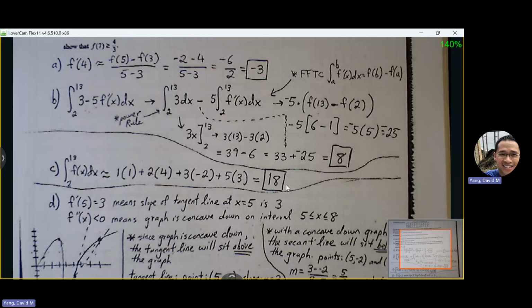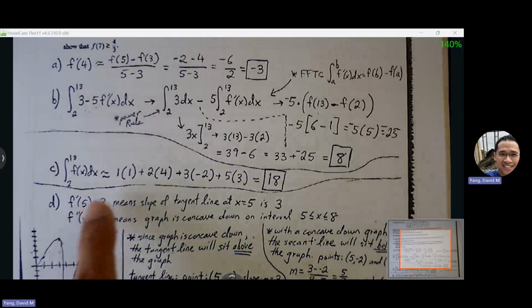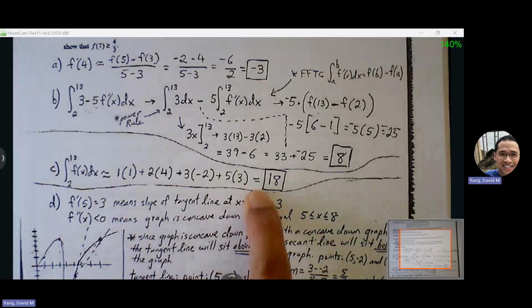For part C, we're going through a left Riemann sum. So width times height for each of our 4 rectangles. And that totals up to be 18.